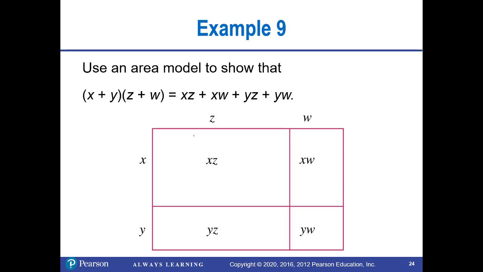And x times z is xz, x times w is xw, x times y is, sorry, not yz. Y times z is yz, and y times w is yw. And so down here we see x plus y, and across we see z plus w.